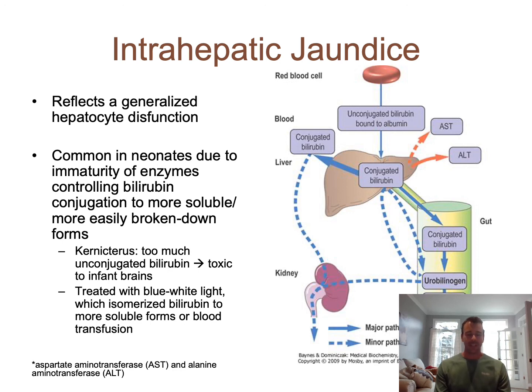The jaundice itself in babies is treated with a blue-white light. The reason for this is it isomerizes bilirubin to more soluble forms, and then it can be removed from the body. You can also do a blood transfusion in more severe cases.